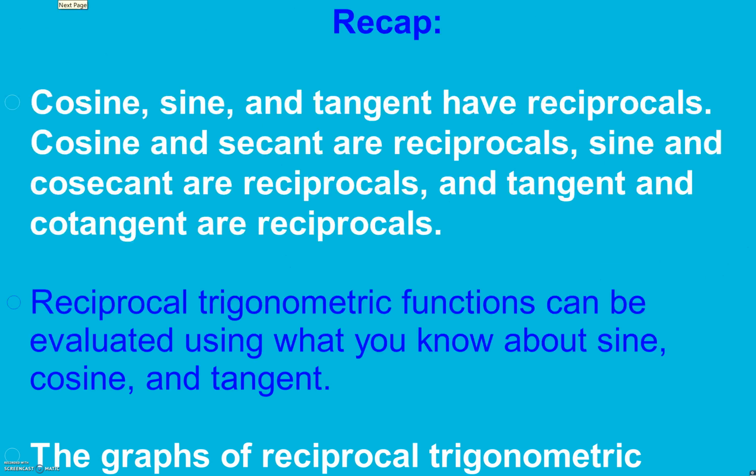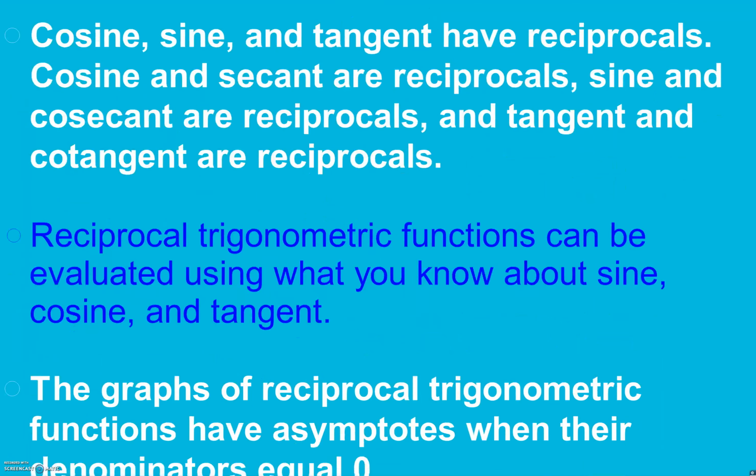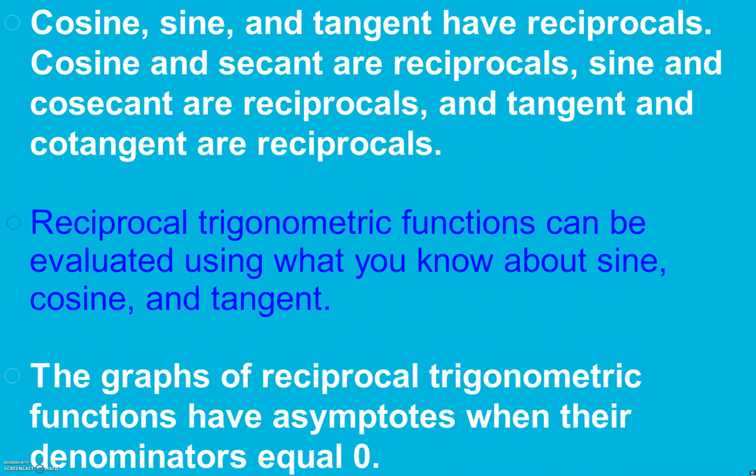Sine, cosine, and tangent have reciprocals. Cosine and secant are reciprocals. Sine and cosecant are reciprocals, and tangent and cotangent are reciprocals. Reciprocal trigonometric functions can be evaluated using what we know about sine, cosine, and tangent. And the graphs of reciprocal trig functions have asymptotes when their denominators equal 0.